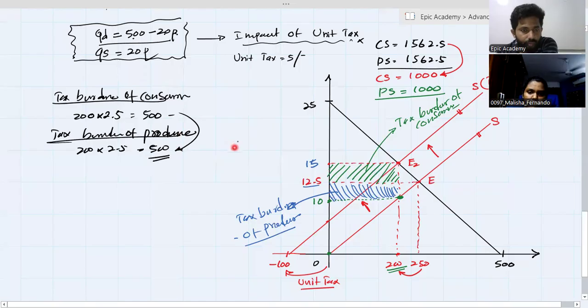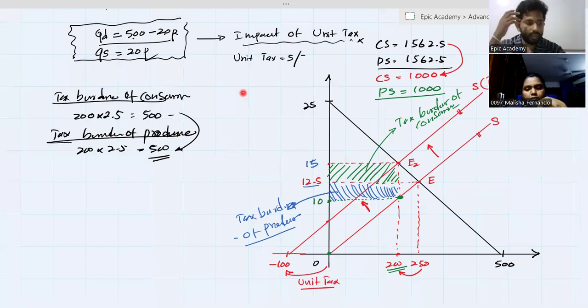Right. So the burden of the consumer and producer can be changed, right? It's not always the same, right? No. It's not always similar. It can change from one commodity to another commodity, one market to another market. I will describe those things. Actually, that happens because of the slope of the curve.